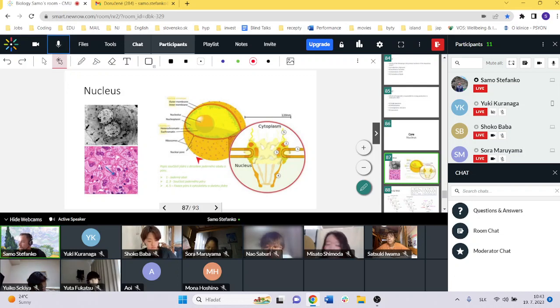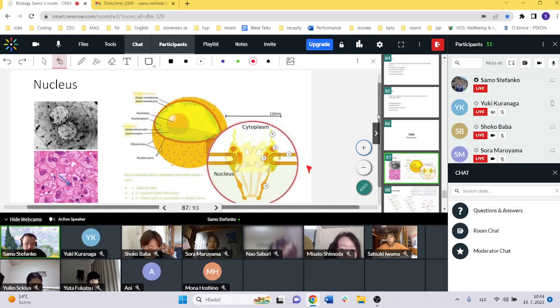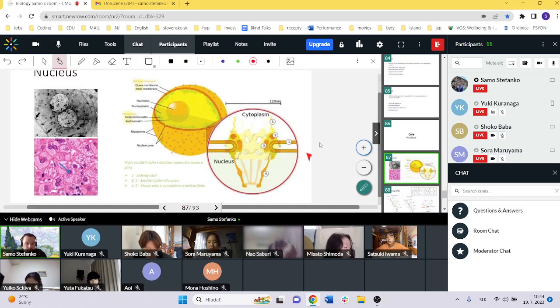Okay, so regarding nuclear structure. The nucleus is encapsulated in a double-layered membrane. If we zoom in a little bit, we see the outer membrane and the inner membrane. Also, on this picture we can see the structure of pores. So, a double-layered membrane, with an inner and an outer membrane.